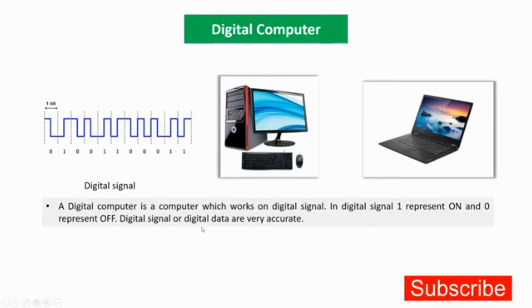A digital signal or digital data is very accurate, understand it. Okay, so the kind of computers that we are using in today's time, the general purpose computers, normally come under the digital computer. Basically we are in the digital era, and any gadgets we're using right now are digital computers. Okay, so those are the digital computers.